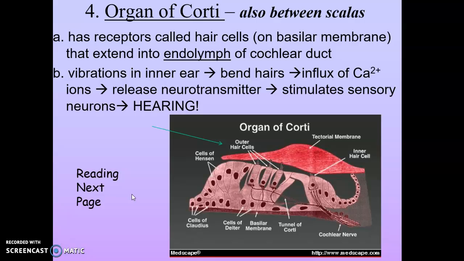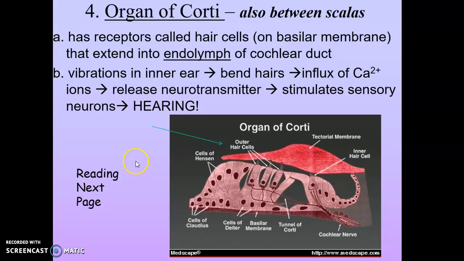So what happens is that perilymph, remember, is vibrating because the stapes knocked on the round window and the oval window, and that vibration is transferred to the endolymph of the cochlear duct. The vibrations of the endolymph are picked up by the organ of Corti.